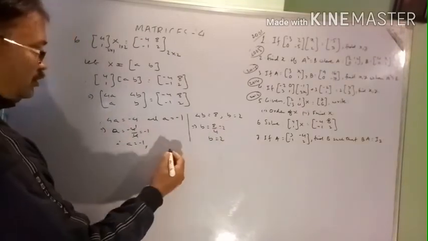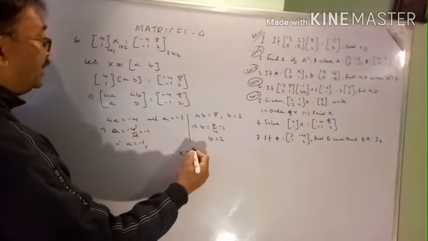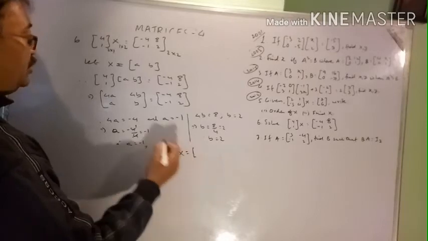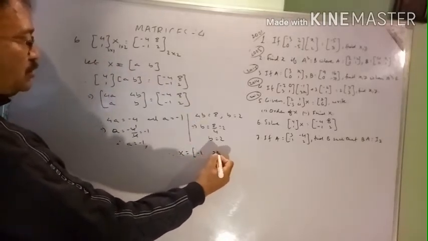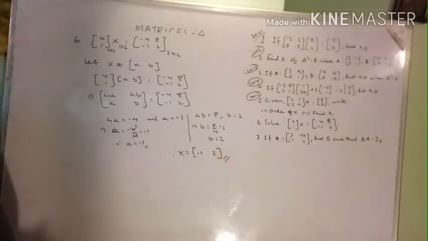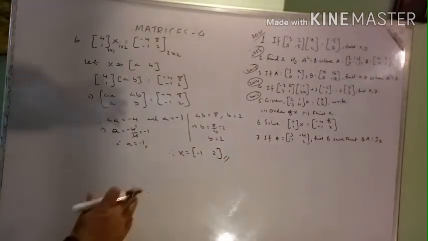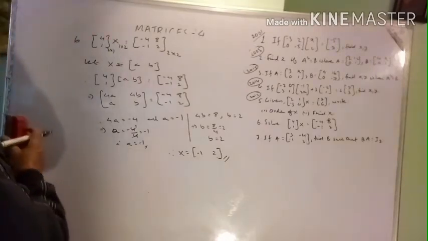So therefore the required matrix X has elements, it is a row matrix [A, B]. So A is -1 and B is 2. So this is the required matrix X. Now let's take question number 7, last question for the day.